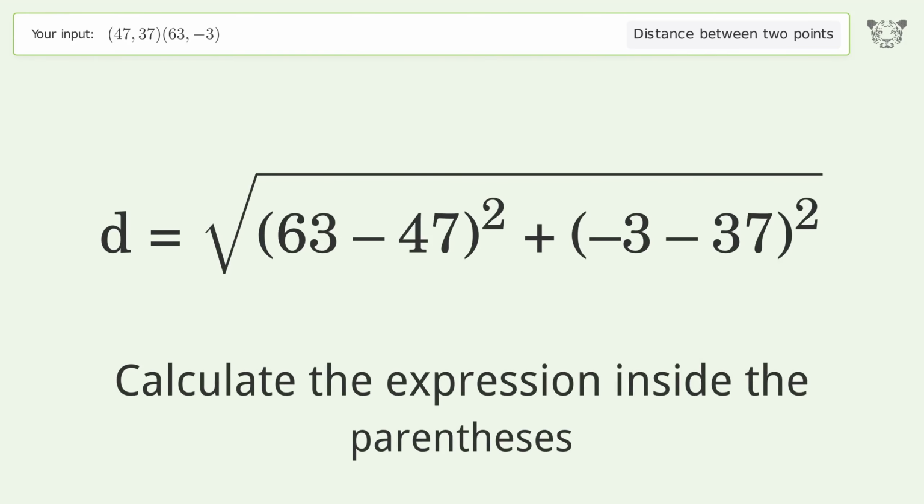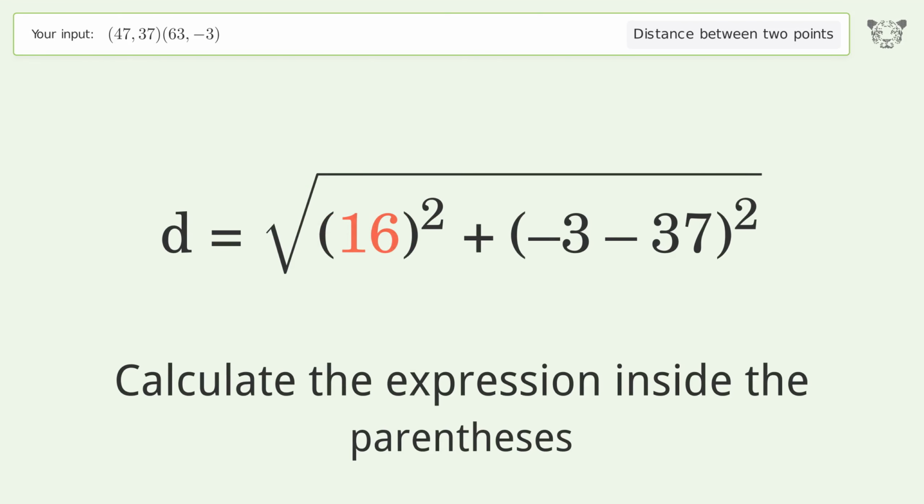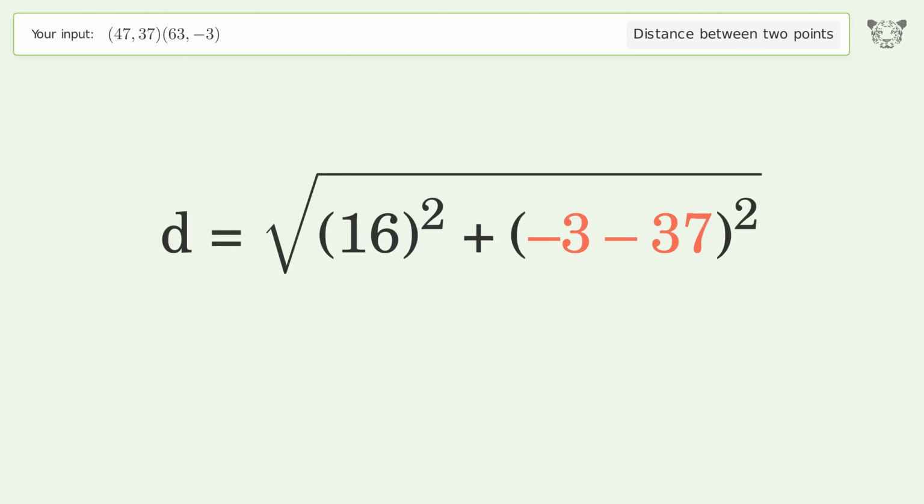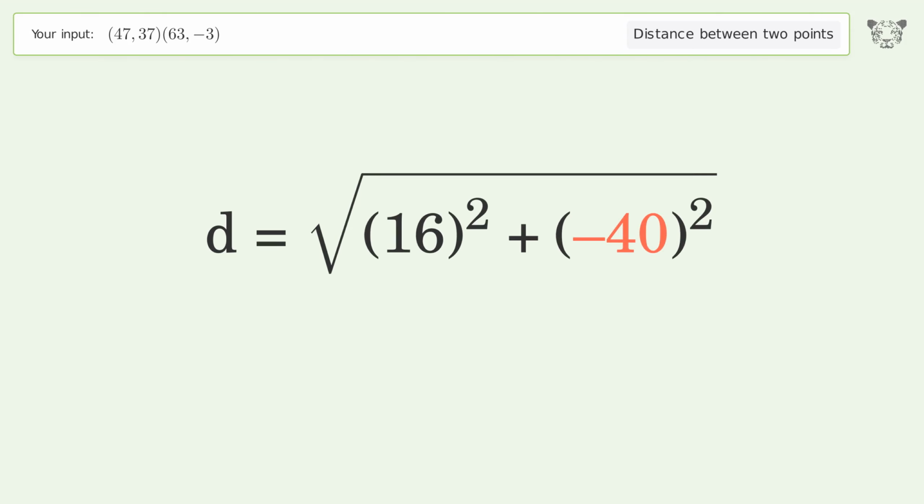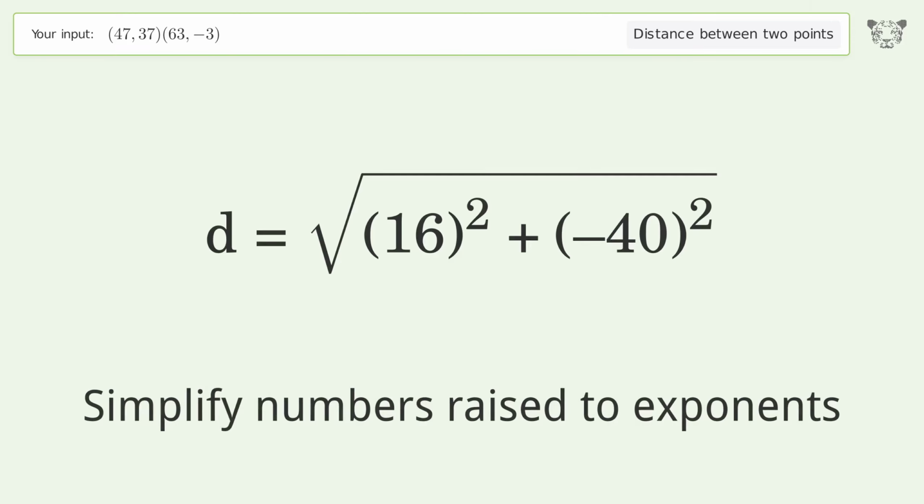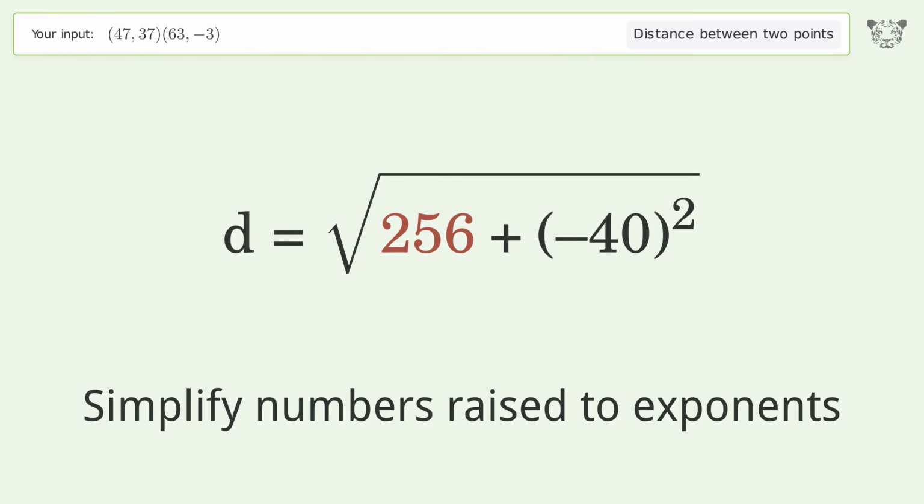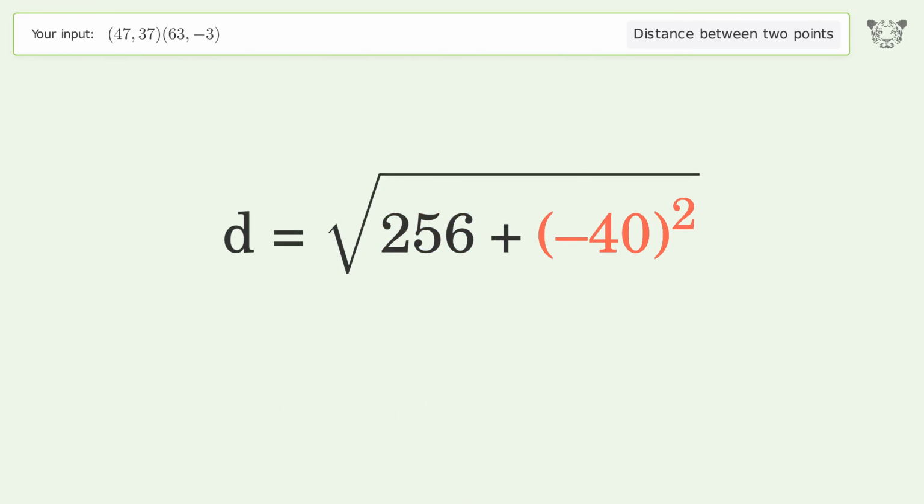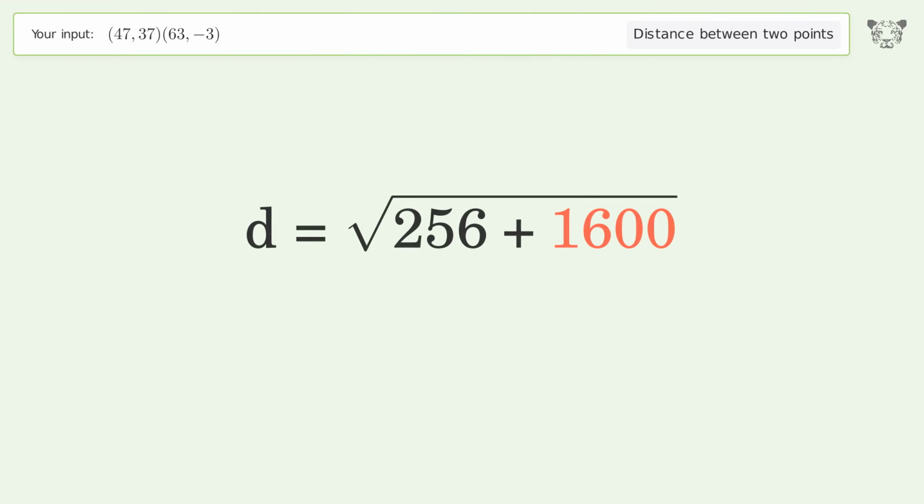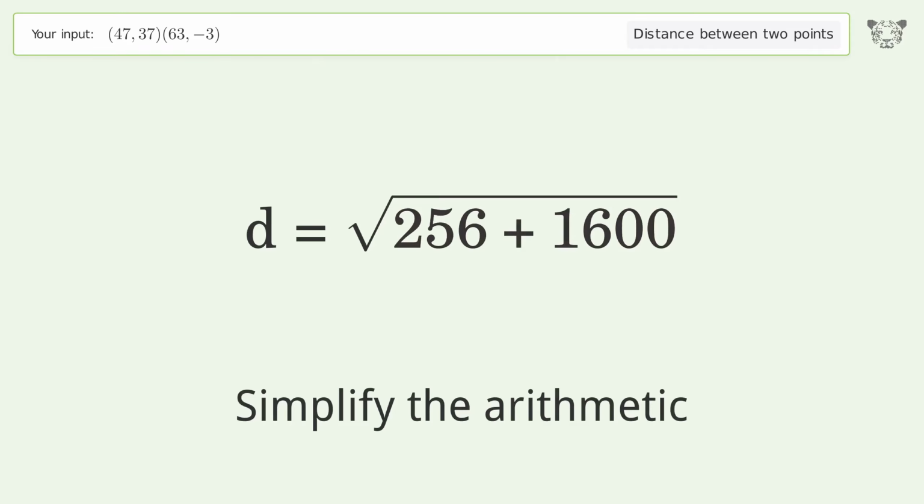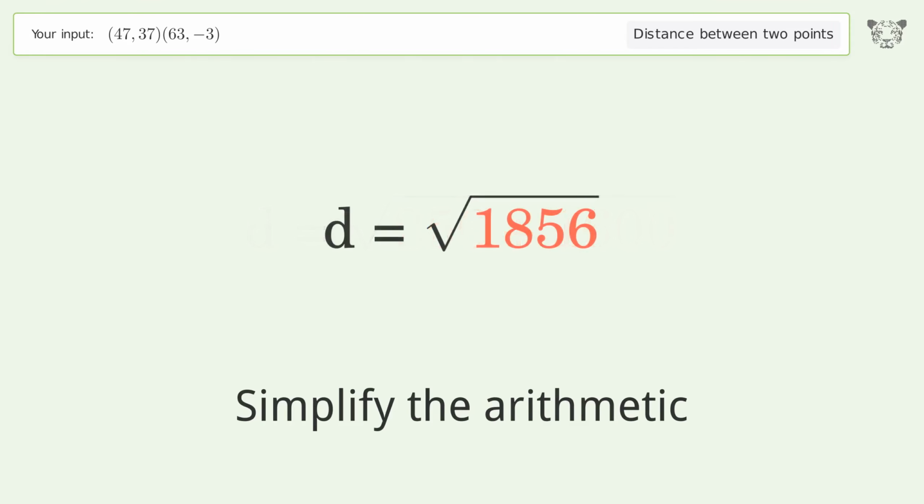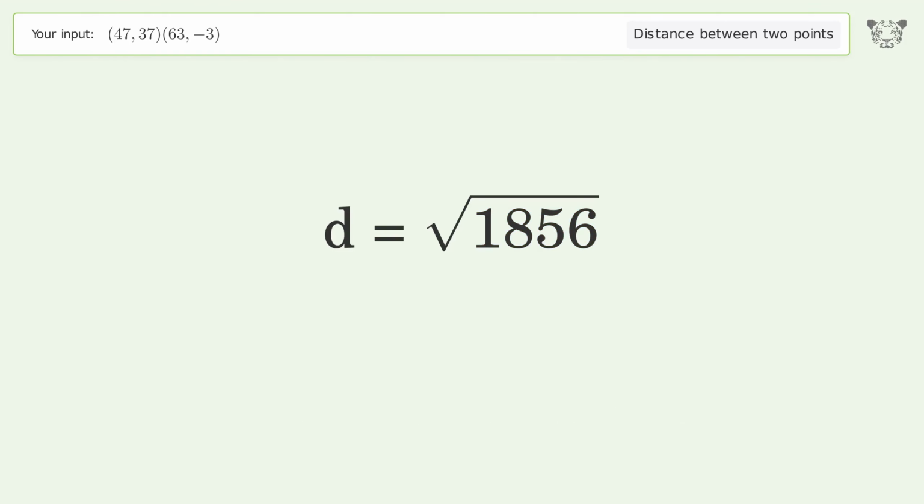Calculate the expression inside the parentheses. Simplify numbers raised to exponents. Simplify the arithmetic. And so the distance between the 2 points is the square root of 1856, or 43.081.